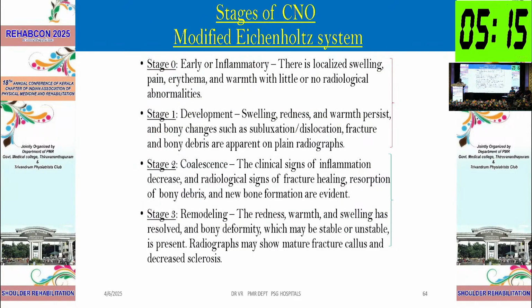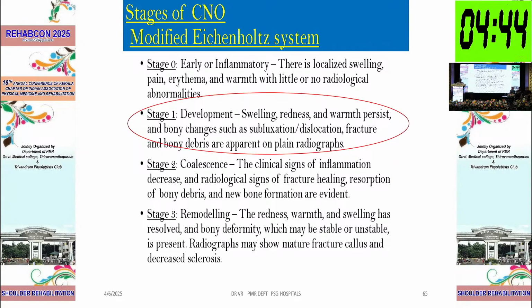This disease passes through 4 stages: inflammatory stage, developmental stage, coalescent stage, remodeling stage. Inflammatory stage, the patient presents with signs of inflammation in the foot: warmth, tenderness, swelling and redness. Development stage, apart from the signs of inflammation, there will be radiological features of osteonecrosis or osteoporosis. Coalescent stage, there will be signs of healing in the bone. Remodeling stage, the patient presents with rocker bottom deformity. This patient came to us in stage 1. He has signs of inflammation as well as radiological features of Charcot arthropathy.